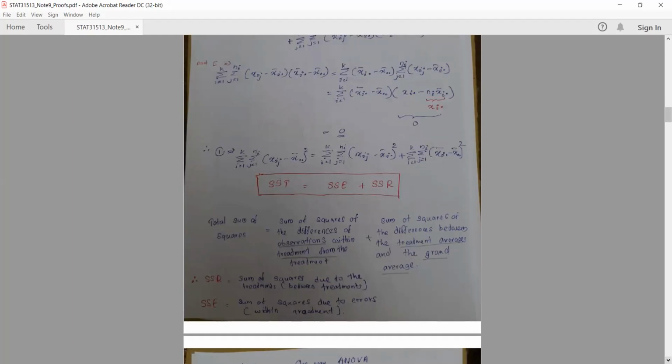In this case, we can see you have the total sum of squares, which is equal to the sum of squares error plus the sum of squares regression. The sum of squares regression means the sum of squares due to the effect of the treatments, and the error is the sum of squares due to error. Since we don't have a regressor, we have treatment. So this SSR is coming from the treatments.